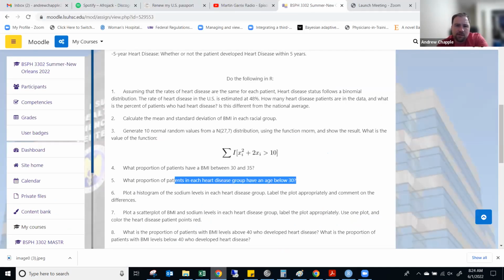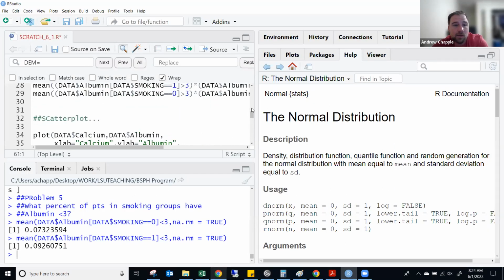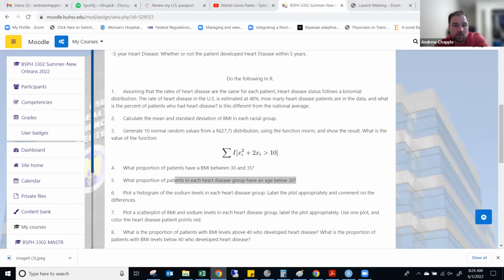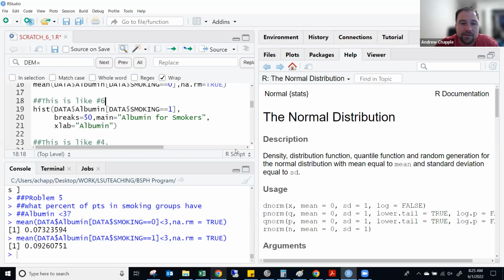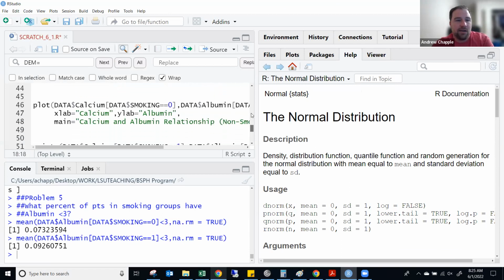Plot a histogram of the sodium levels in each heart disease group. We just plotted some histograms using smoking, so I'll add an example. I'll say this is like number 3. What's this problem number? 6. And then we have BMI and sodium levels. You want to do it in each heart disease group. You want to use one plot and color the heart disease in red. So this is very much like the problem we just did down here, where I added points.